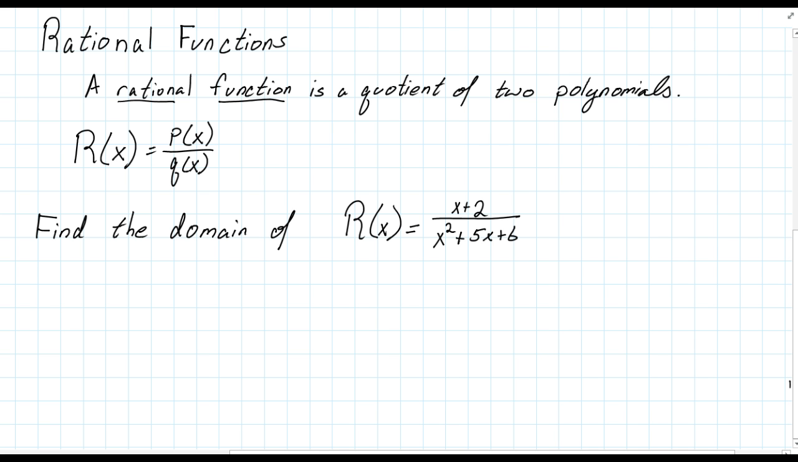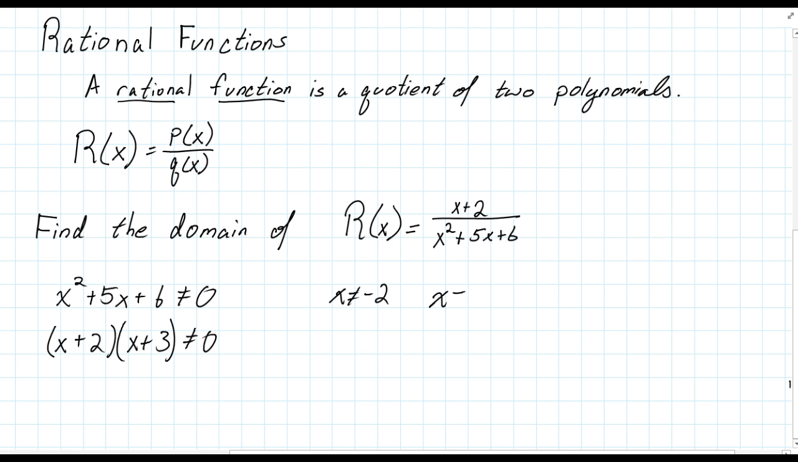So for this next example, x plus 2 over x squared plus 5x plus 6, what we need is for x squared plus 5x plus 6 to not equal 0. And to do this, we factor. We get x plus 2 times x plus 3, so that x plus 2 is non-zero and x plus 3 is non-zero, so x is not equal to negative 2 and x is not equal to negative 3.